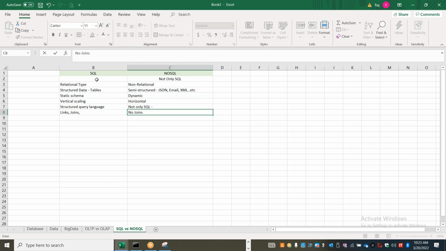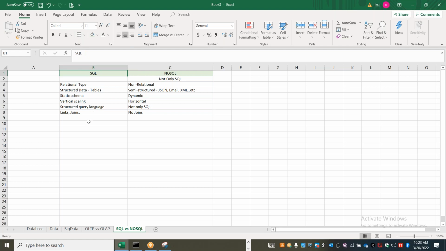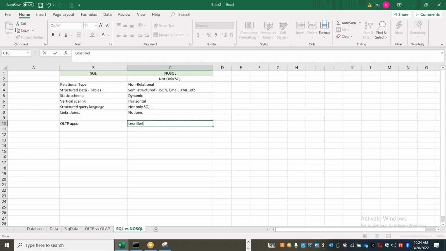So here, the important point that I'm going to make is SQL databases are heavily used for OLTP applications. Not only SQL is less likely to be considered for them. Okay, I'm not saying it cannot be used. It's less likely to be considered for OLTP applications. Okay, it can be heavily used for your OLAP applications. It's a first choice for your OLAP.